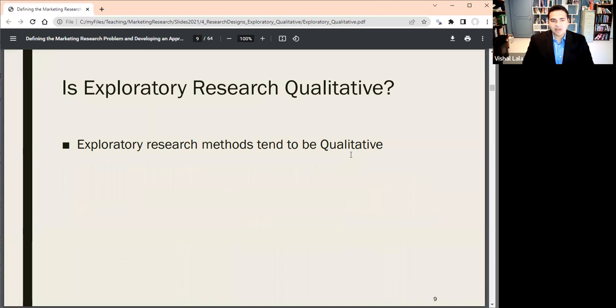The question that's frequently asked is, is exploratory research qualitative? It's not a trivial question because, indeed, many exploratory research methods tend to be qualitative. It doesn't have to be that way, but there is a strong correlation, let's say. Many techniques that are exploratory tend to be qualitative. So it is fair then to say that exploratory research is qualitative.